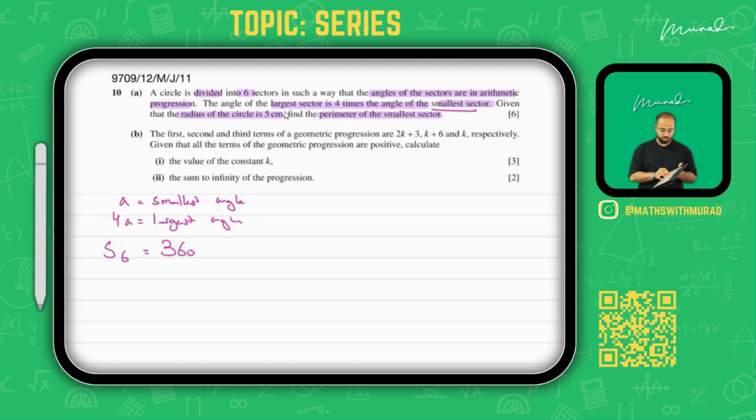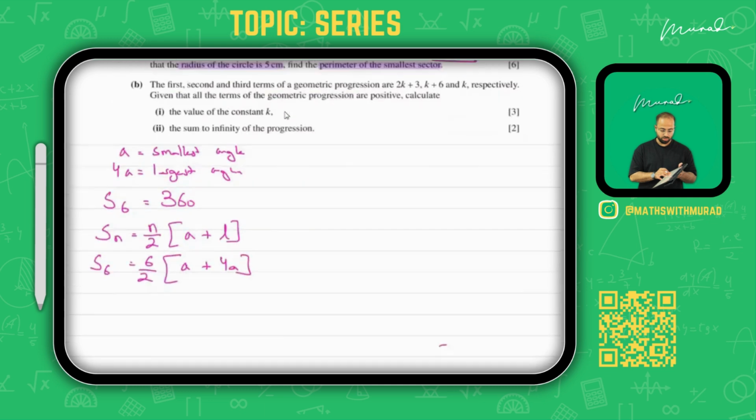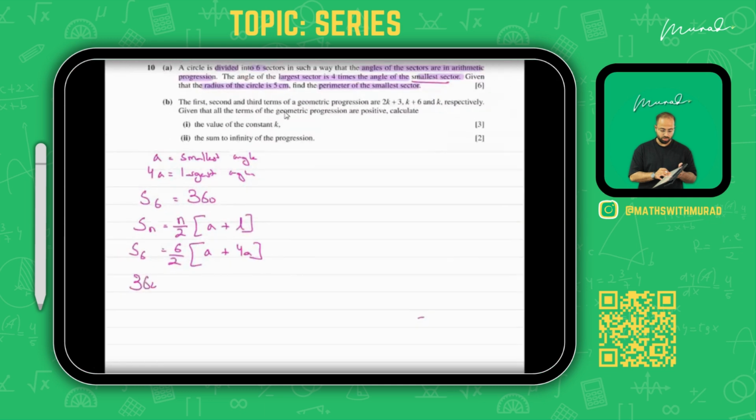Now, using all this information, let us move ahead and solve it. Now we apply the formula for the sum. So this is going to be n upon 2, times a plus l. I'm using the second formula, because there are 6 terms, so I'll write 6 upon 2, and a is going to be a, and the last term is 4a. This will become 360 equals 6 upon 2 times (a plus 4a). I'll simplify the 3 one time.